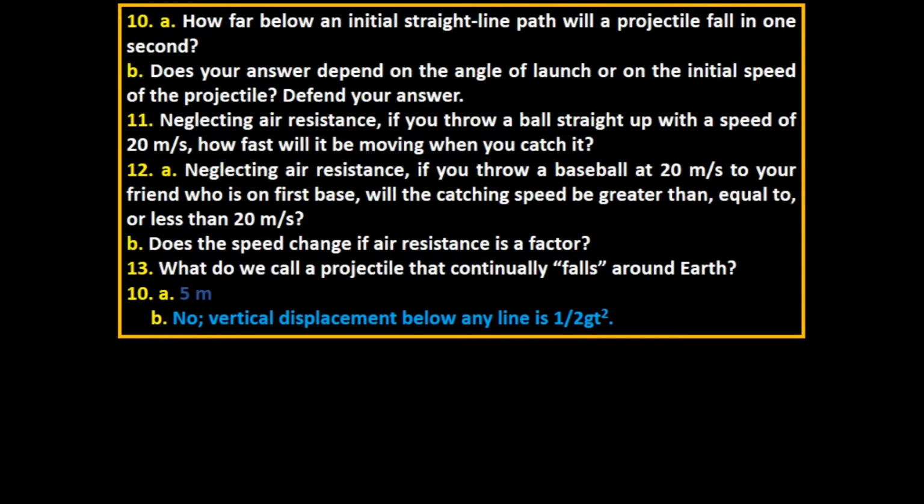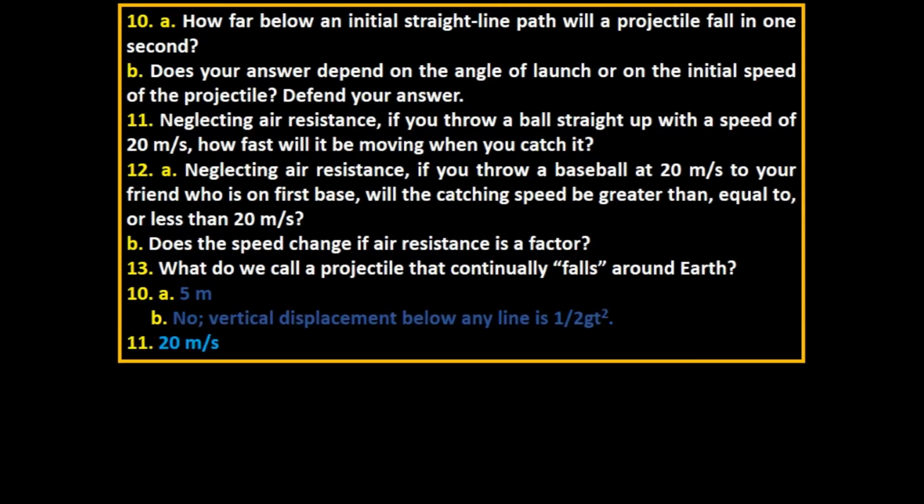12A, neglecting air resistance. If you throw a baseball at 20 meters per second to your friend who is on first base, will the catching speed be greater than, equal to, or less than 20 meters per second? Well, the horizontal velocity will still be 20 meters per second. We're kind of getting ahead of ourselves here. Remember, that was number 12A. 11 came up. So just make sure that it's the same answer, and that you're keeping track of that.